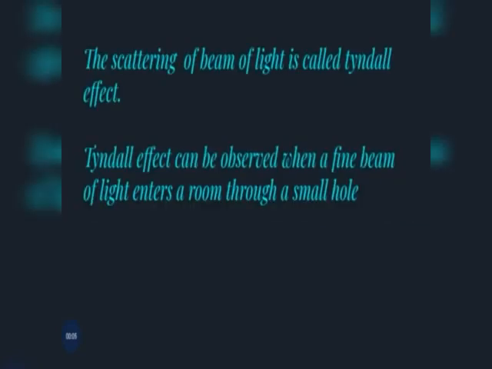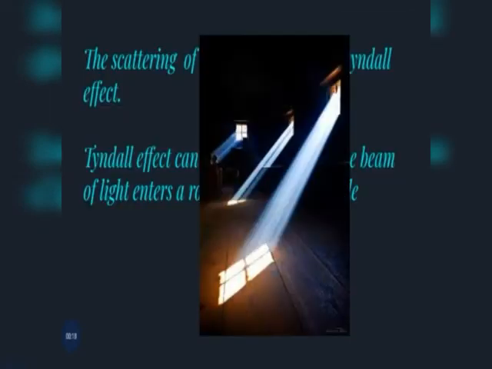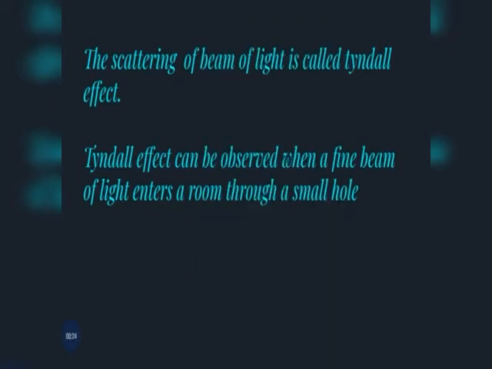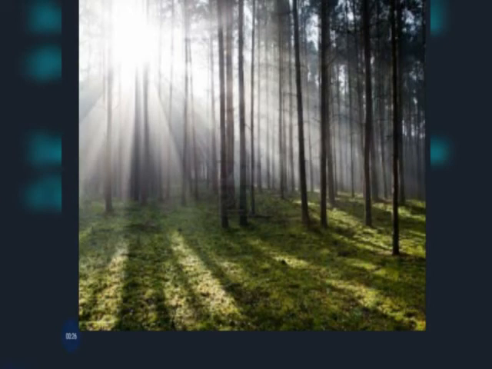Next is Tyndall effect. The scattering of beam of light is called Tyndall effect. It can be observed when a fine beam of light enters a room through a small hole. This happens due to the scattering of light by the particles of dust and smoke in the air. Tyndall effect can be observed in a canopy when light passes through the canopy of a dense forest.